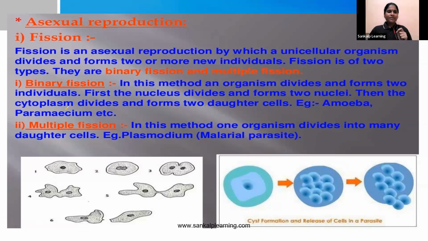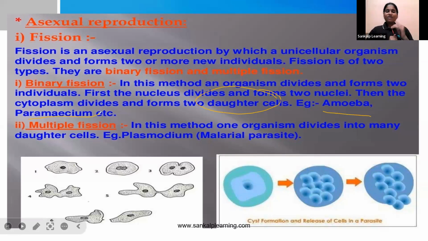When we come to binary fission, in this method an organism divides and forms two individuals. First, the nucleus will divide. Later, the cytoplasmic part, the fluid present in the cell, will divide to form two daughter cells. The new cells formed are referred to as daughter cells. Binary fission is seen in two organisms: one is amoeba, the next is paramecium. Both are unicellular microorganisms.